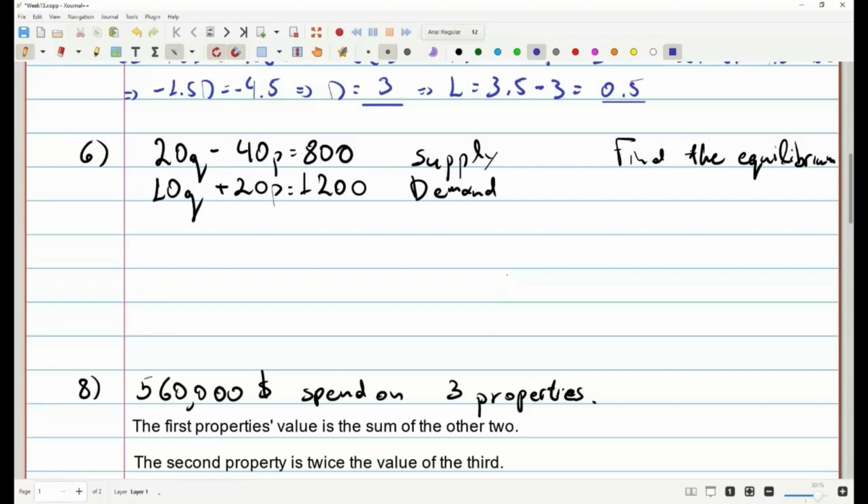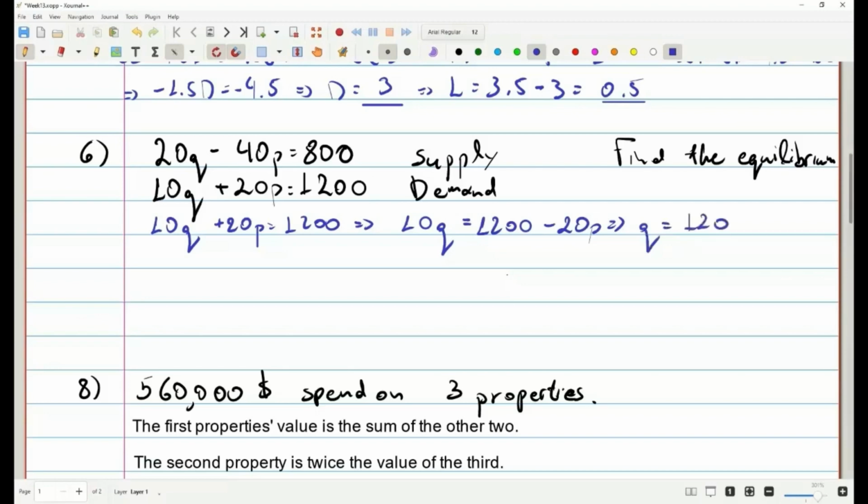So instead of the first equation, I will go to the second one just because it has easier coefficients, and I'll solve there for Q. So I will go to 10Q plus 20P is equal to 1200. Now we'll start solving for Q. So I'll get 10Q is equal to 1200 minus 20P. Now when I divide by 10, I get Q is equal to 120 minus 2P.